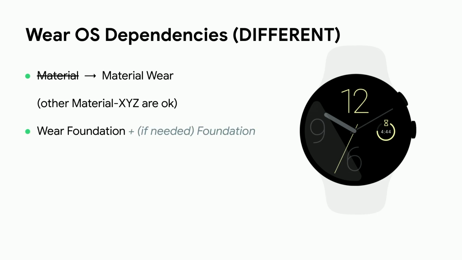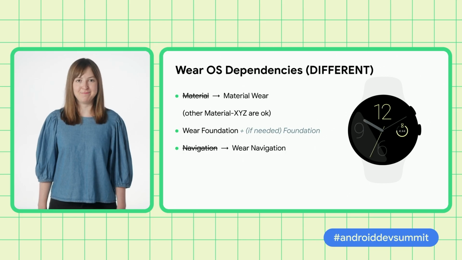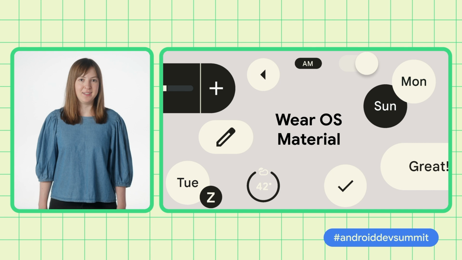Next, include the Wear Foundation dependency. This one's additive, so you can use it with the mobile Foundation dependency if you want to. Finally, if you are using navigation, replace it with the Wear navigation equivalent, for the same reasons you would with material. It's optimized for the watch. Now, Jeremy's going to walk you through Wear material, where many of our new composables can be found.